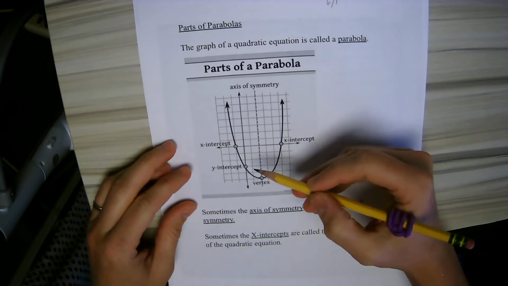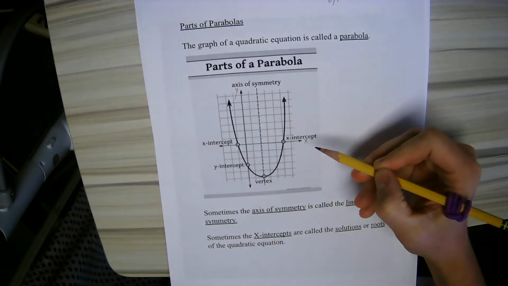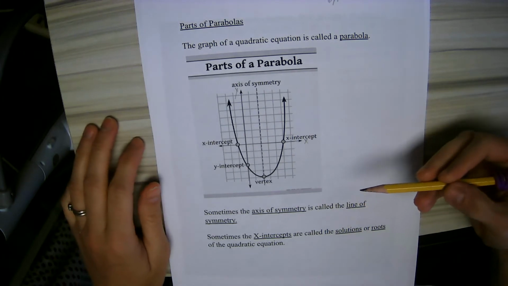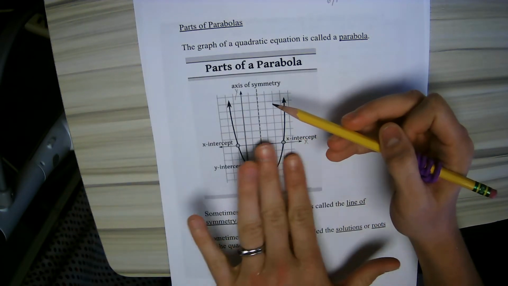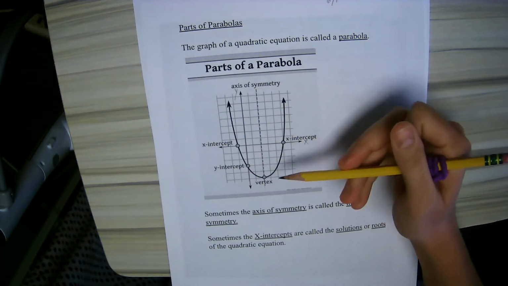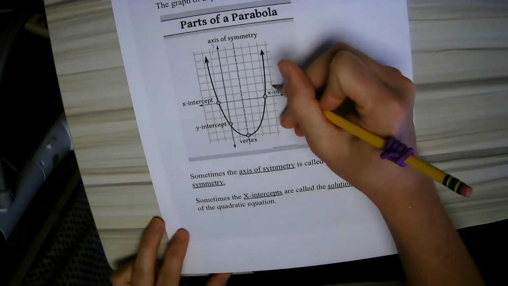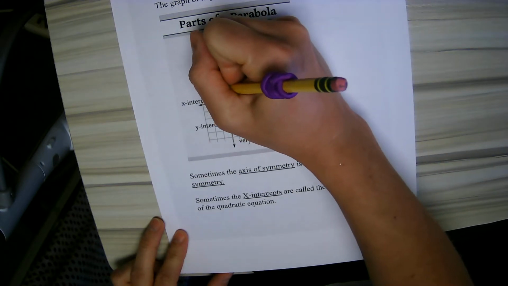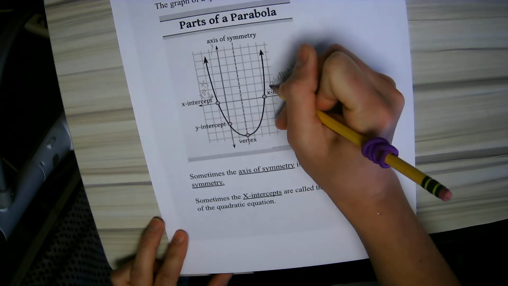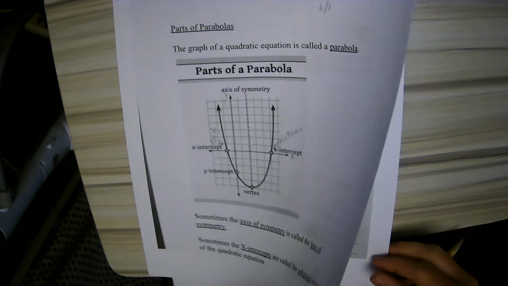When we have the y-axis and the x-axis here, sometimes the axis of symmetry, this part that would split it in half, see how you could fold it over on each side so they would match? Sometimes this axis of symmetry is called the line of symmetry. Sometimes the x-intercepts are called the solution or roots of the quadratic equation. So very important things to know.